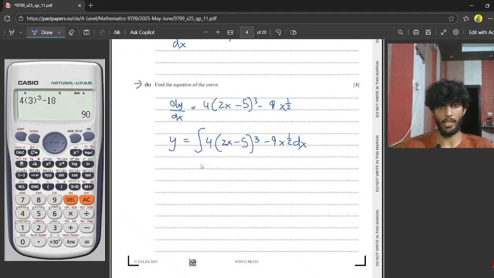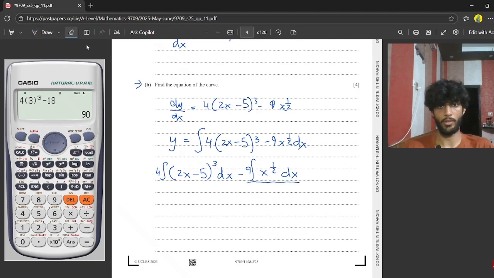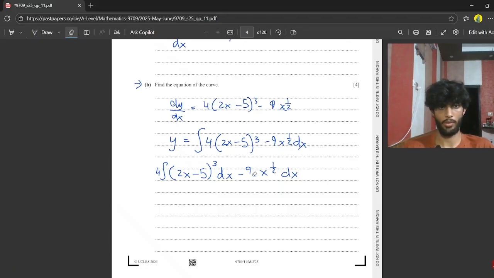So what's going to happen is I can basically separate out these two integrals. So I'll have the integral of 2x minus 5 raised to the power 3 dx, minus the integral of 9x raised to the power 1 by 2 dx. This is pretty straightforward. 1 by 2 is 0.5. So this is simply just going to be 9 times x raised to the power 1.5 divided by 1.5.